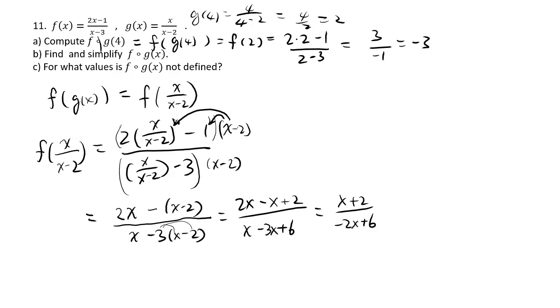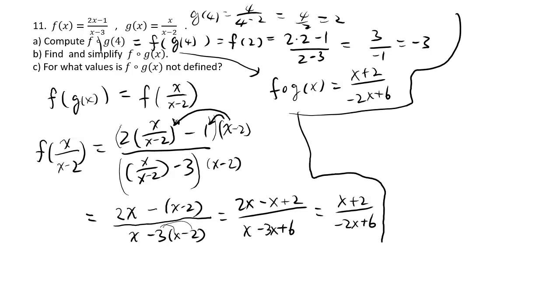Okay, so that's our composition, right? So the answer to part B is that f composed with g of x is x plus 2 over negative 2x plus 6.